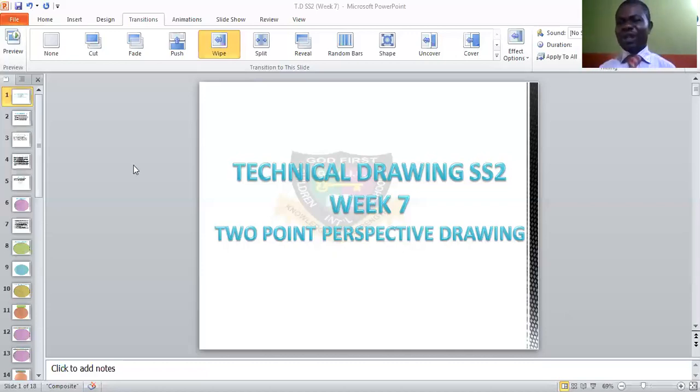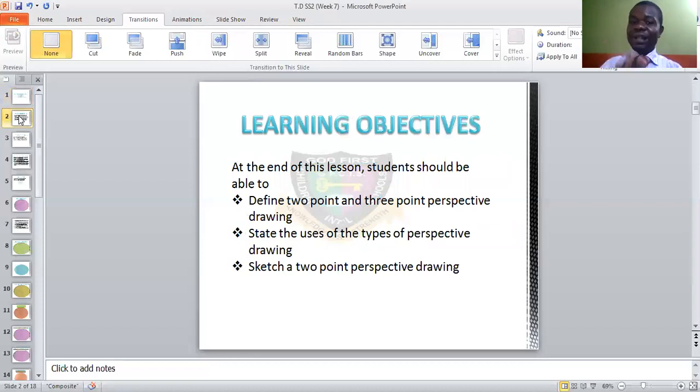All right, let us look at the objectives for the lesson together as we normally do. At the end of this lesson, you should be able to define 2-point and 3-point perspective drawing, state the uses or the types of perspective drawing, then sketch 2-point perspective drawing. Talking about the types now, we are talking about the 1 point, 2 points, and the 3 point.